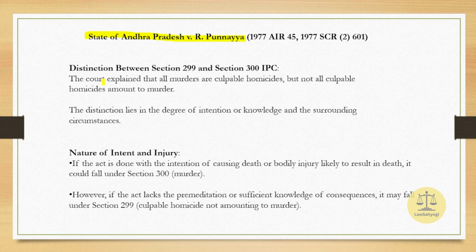The court explained that all murders are culpable homicide, but not all culpable homicides amount to murder. The distinction lies in the degree of intention or knowledge and the surrounding circumstances, the thing which we have discussed earlier also. Now, the nature of intent and injury.